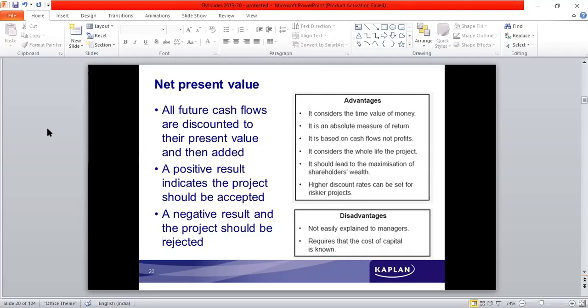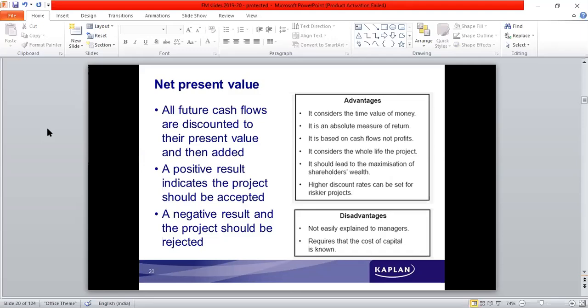It considers the whole life of the project. It should lead to maximization of shareholders' wealth. So NPV, IRR, and all, they focus on maximization of shareholders' wealth because the real value, the present value of the cash flows, is considered. All the other adjustments are made, and then the cash inflows are taken for comparison with the cash outflow.